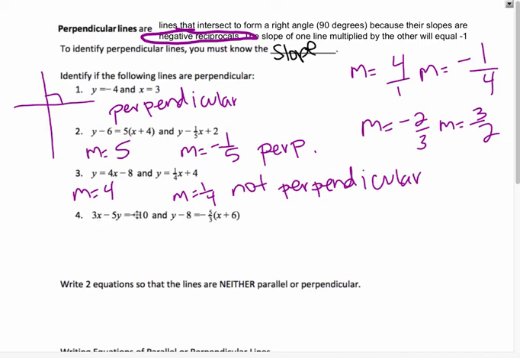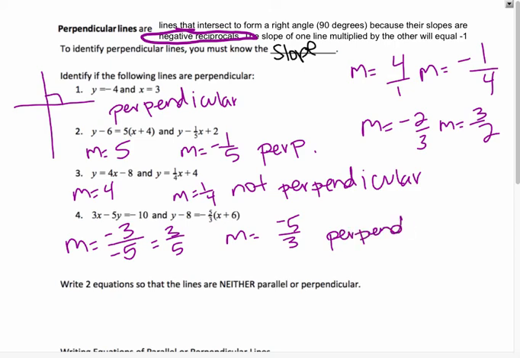All right, last one. This is in standard form. So my m is going to be -3 over my b, which is -5, which actually is a positive slope because a negative divided by a negative is a positive. And then over here, this one's pretty easy. This is in point slope, so my m is -5/3. And so let's take a look. 3/5 and -5/3, that is indeed perpendicular.